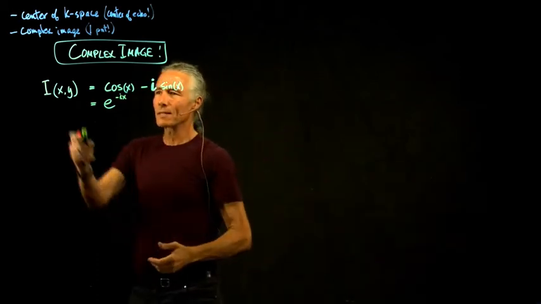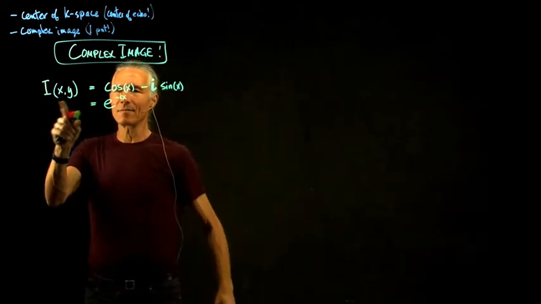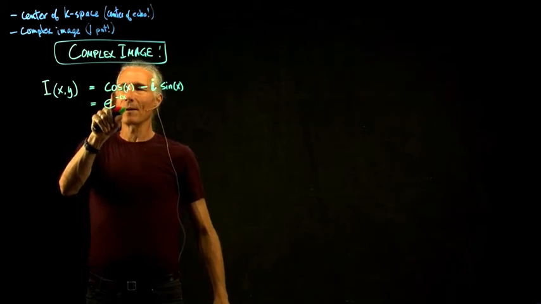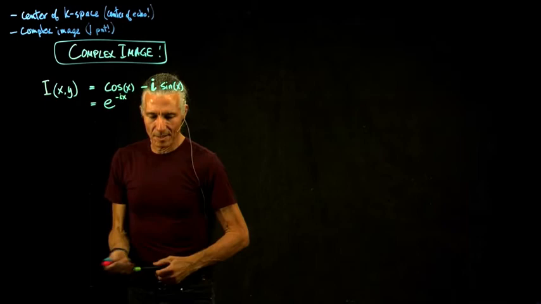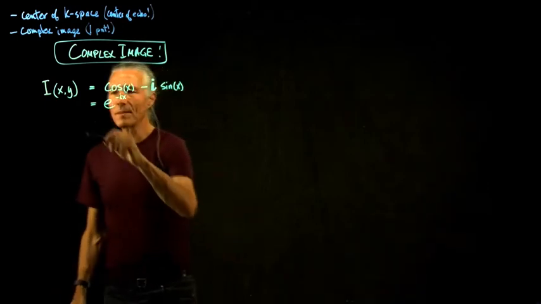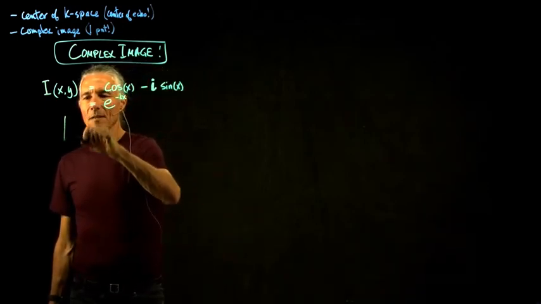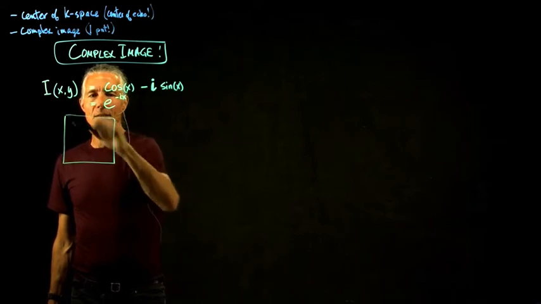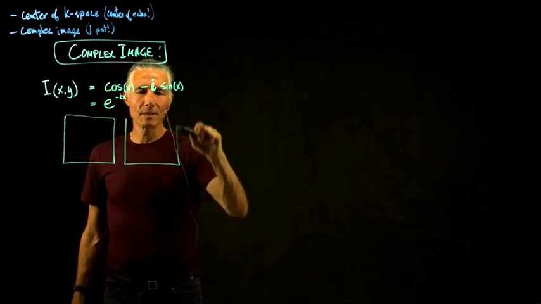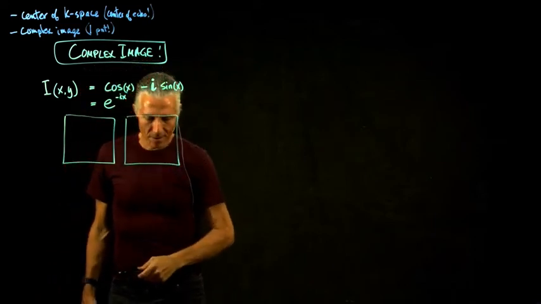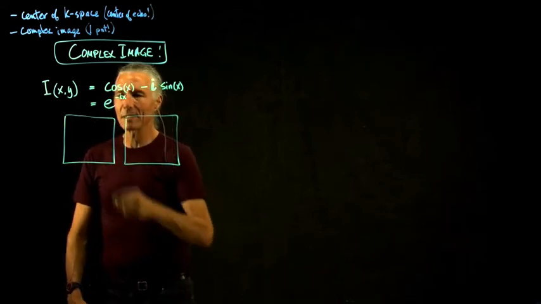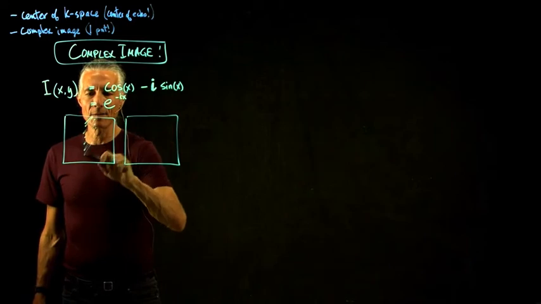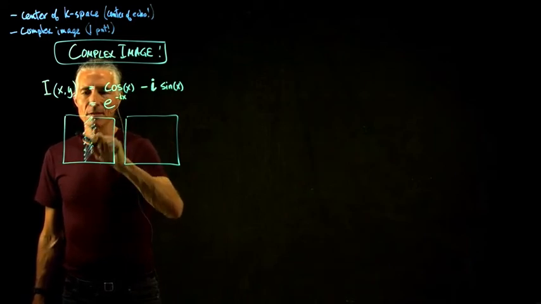So all this means is that it's just an image that instead of just having a real part, it's also got a complex part. So let's plot that out. So here's the real and the imaginary part of it. You can just see the real and imaginary part right there in the equation. So the real part is just a cosine like it was before. So here's the cosine.